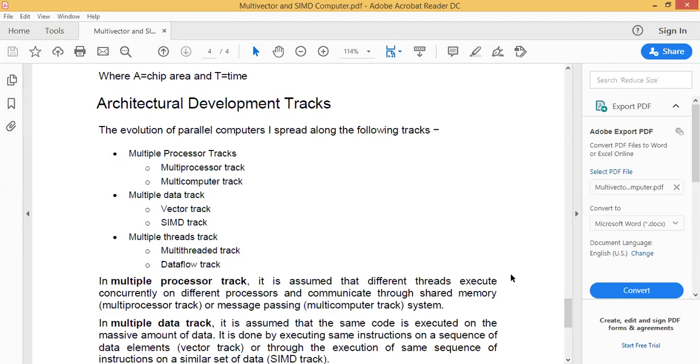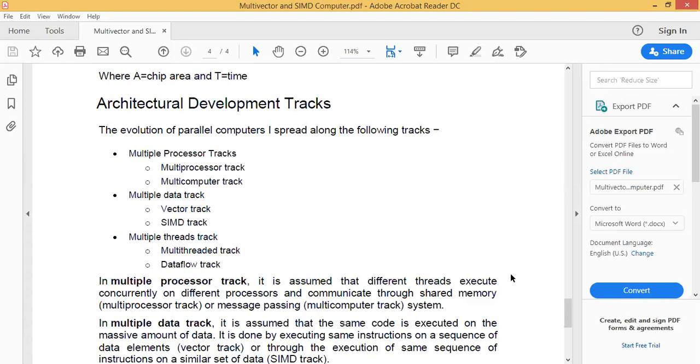And in case of the architectural development tracks, there are multiple processor tracks, multiple data tracks, and multiple thread tracks. The multiple processor tracks include the multiprocessor track and multicomputer track. The multiple data tracks include the vector track and SIMD track. And the multiple thread tracks include the multithread track and dataflow track.